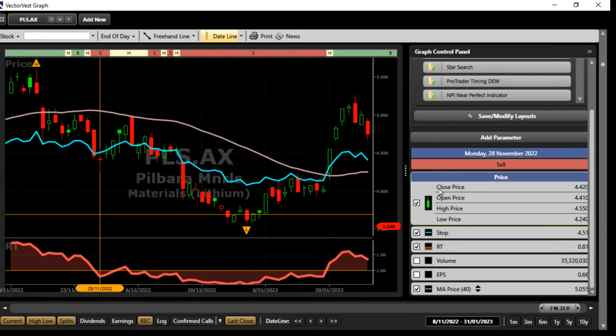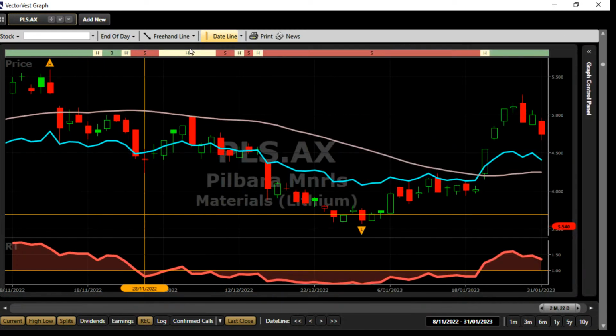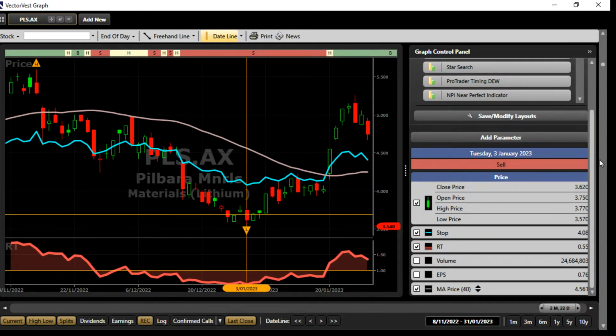$4.42. All right, so I'll just make this a little bit easier to see. $4.42 is where that sell rating took place. So it falls all the way. Look at that low point here. So at 4.42 was the exit.